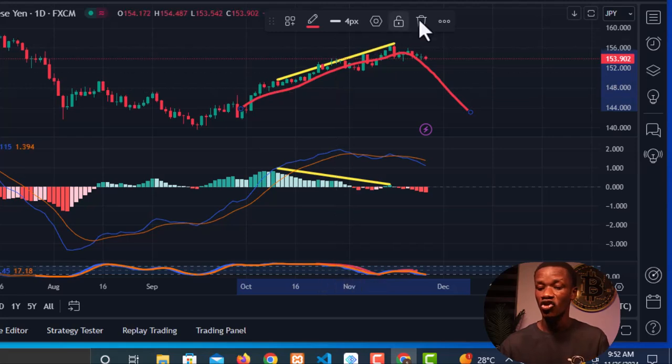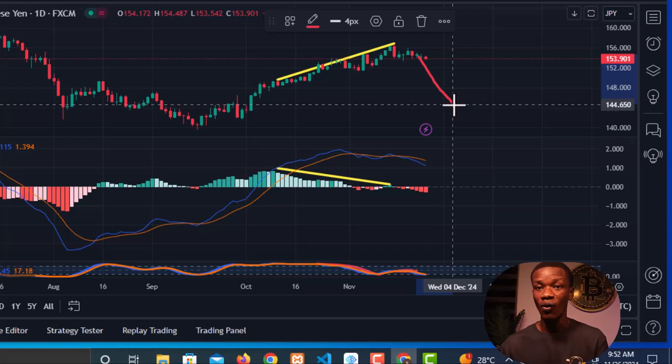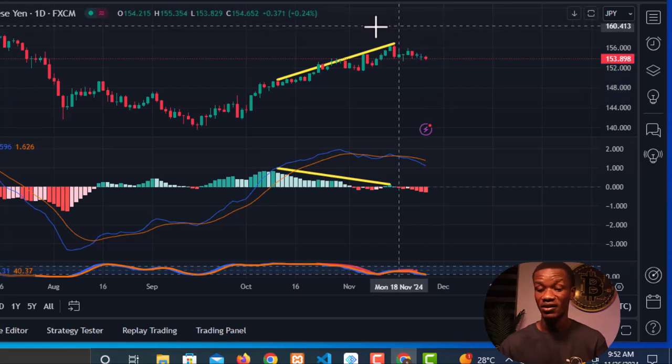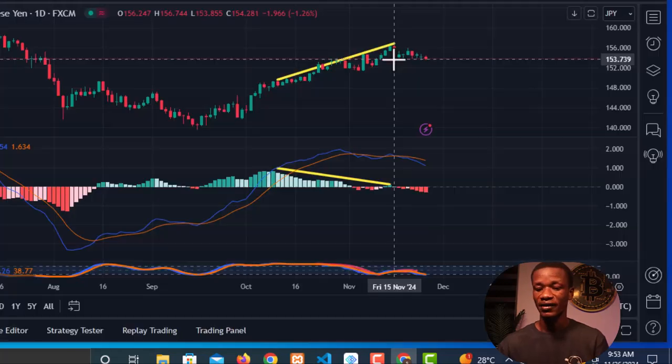So that means you'll be taking a trade for a sell position all the way downward if you want to trade this divergence after confirmation. And this is what you must understand about bearish divergence. The next thing is divergence confirmation. How do you confirm divergence on your chart? There are ways to confirm divergence on your chart.